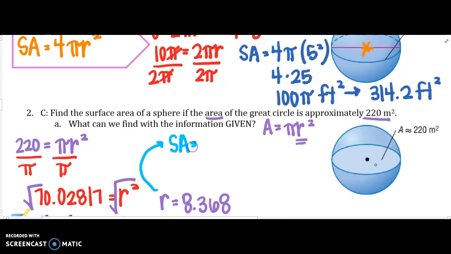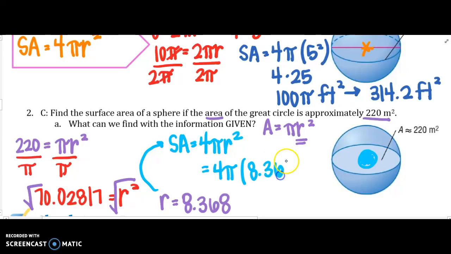Now I can plug that into my surface area. Remember, my surface area of a sphere. Make sure that you are remembering to look at what you're working with. 4 pi r squared. So I would say 4 pi 8.368 squared. Or you could actually just use this number. That would be fine as well. My answer is 878 meters squared. All right, go ahead and stop the video and do your next 3 checkpoints.